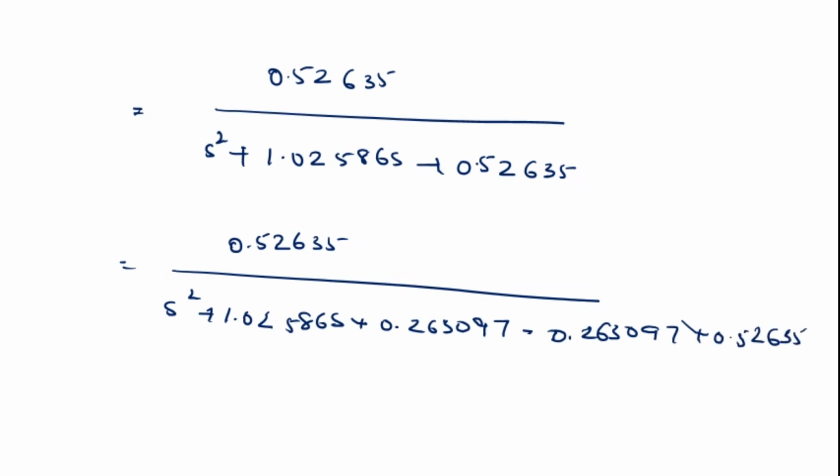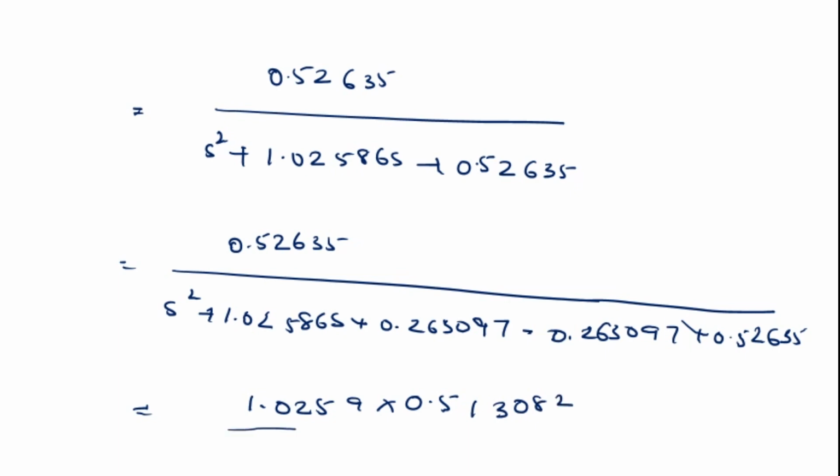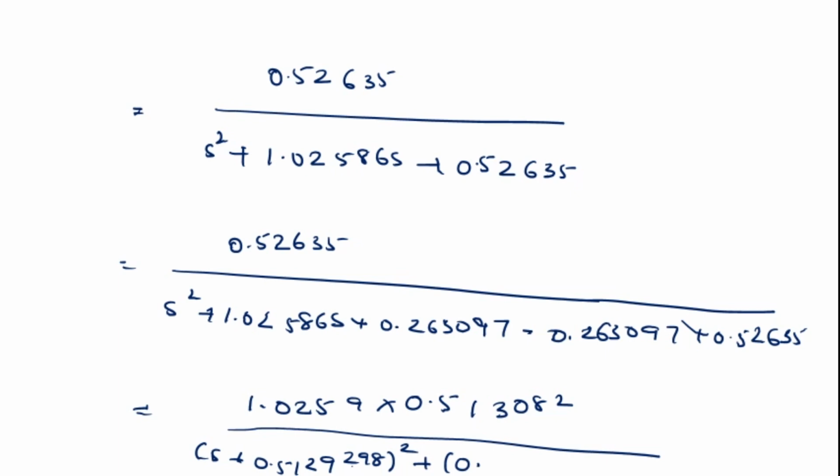This, for the impulse invariant technique, is equal to 1.0259 into 0.513082 divided by (S plus 0.5129298) whole square plus 0.513082 whole square.